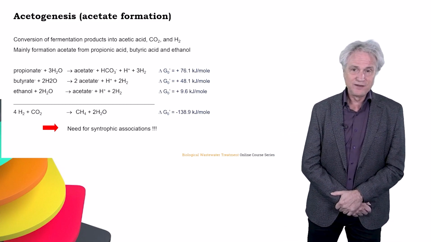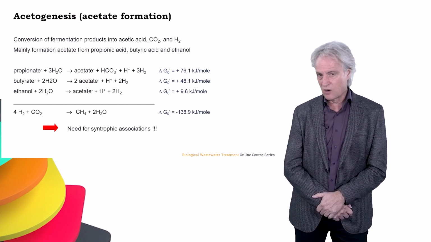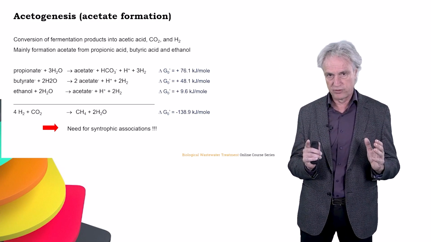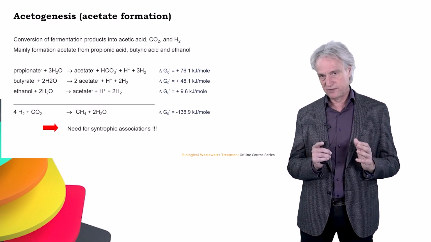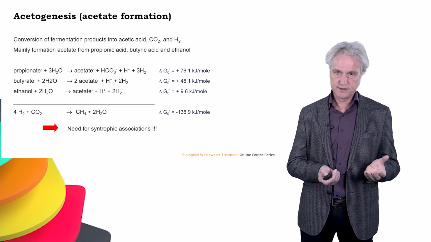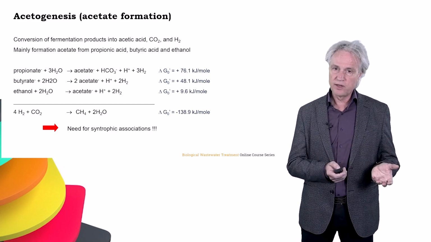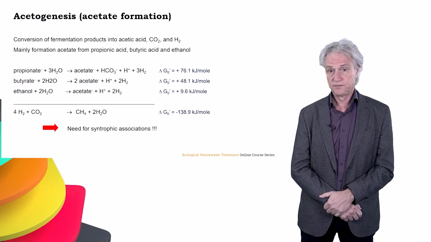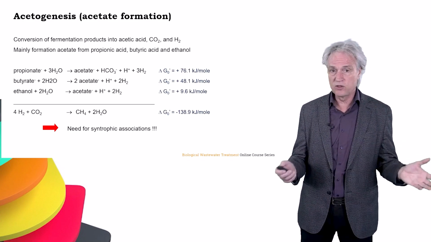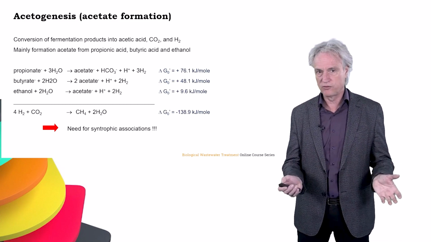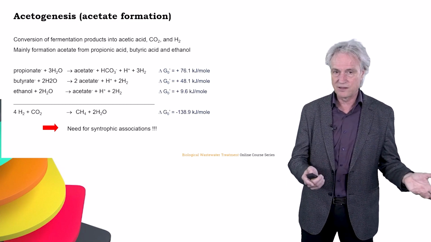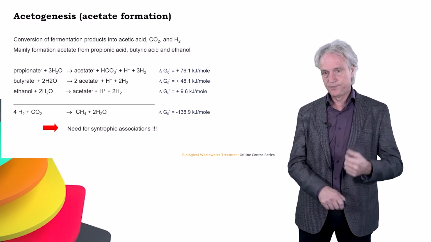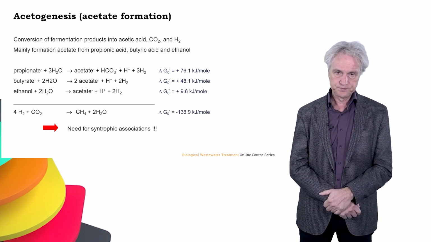Right, it's getting more and more difficult. And now we arrive at, in fact, the most difficult step of the entire anaerobic conversion process. That's called acetate formation, or acetogenesis. Here the fermentation products are converted into acetic acid, CO2 and hydrogen. And if you look at these reactions, which are very common reactions of very simple compounds, in fact propionate, butyrate, ethanol, so they are very simple compounds, they are fermented to acetate plus hydrogen.